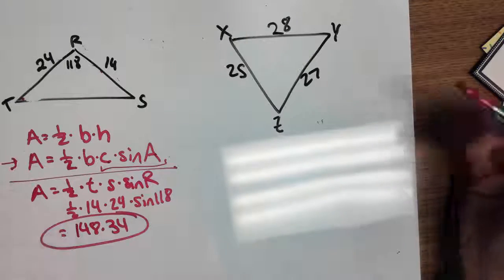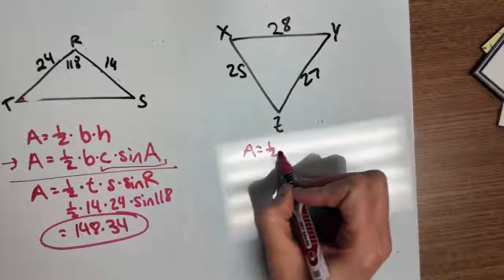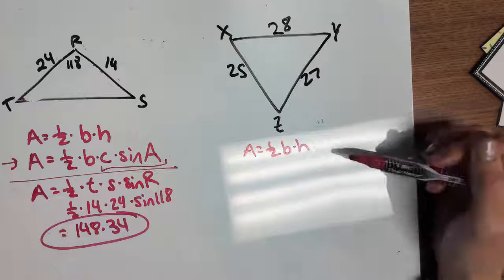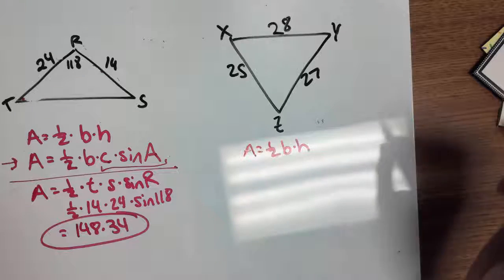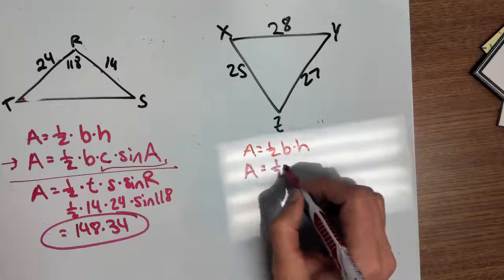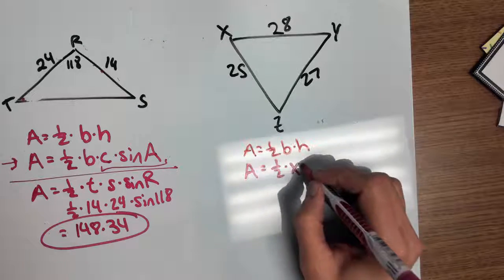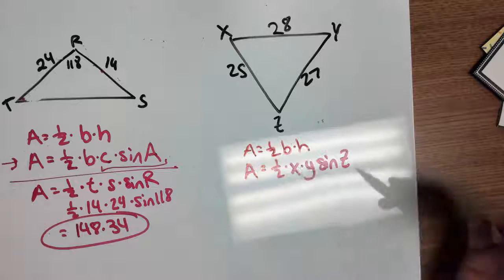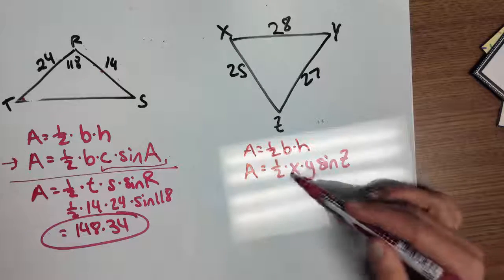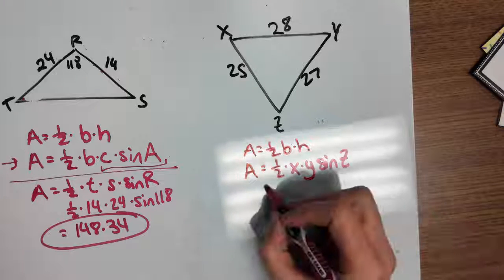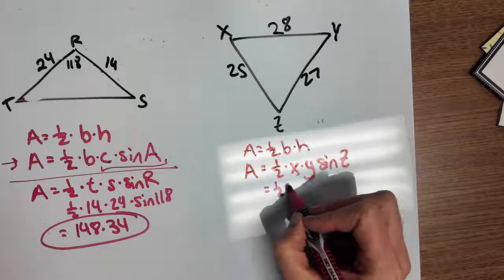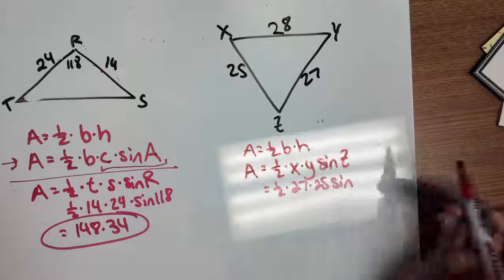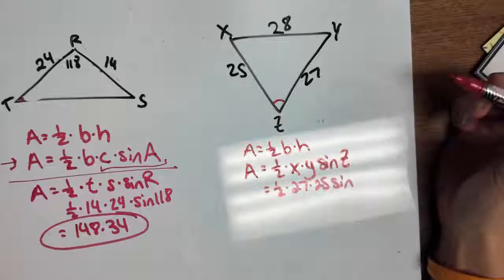or if you just want to keep it in the same pattern and say, okay, I'm going to go through and do 1/2 base times height, but I know that it's going to be 2 sides times sine of a third angle. So if I rewrite it, 1/2, we will do x, y, sine of z for this triangle. Doesn't matter, you could have done y, z, sine of x, you could have done any combination of those two. Just make sure all 3 of these are different. That means we've got 1/2, side x would be 27, side y would be 25, and then sine of angle z, which I don't have.